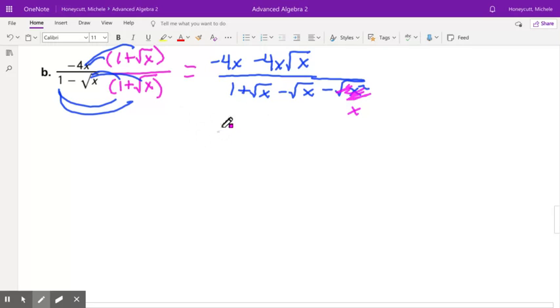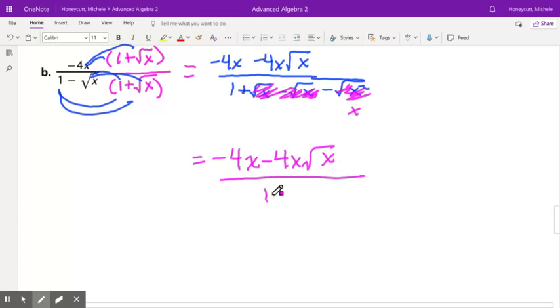So then, oh look, the positive square root of x and negative square root of x, those cancel. So it looks like I've got 1 minus x in the denominator. So my answer: negative 4x minus 4x square root of x, all over 1 minus x.